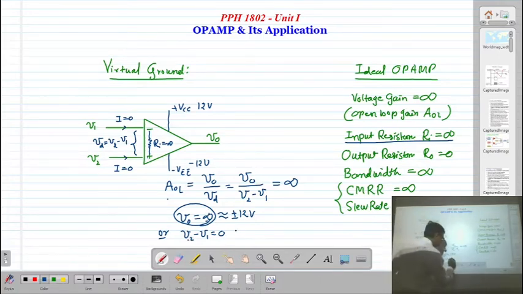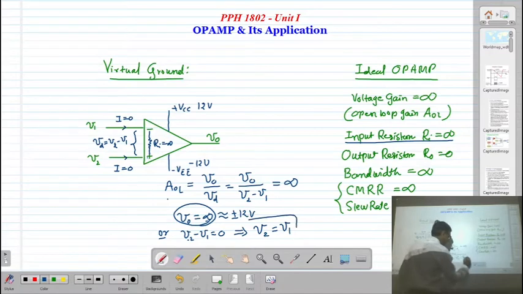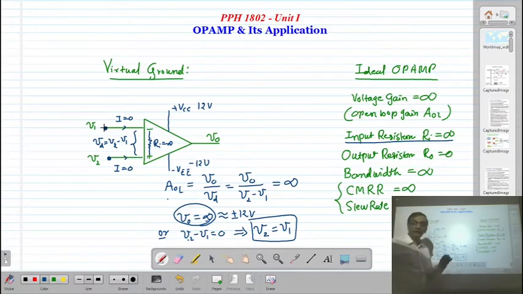So this indicates that V2 must be equal to V1. It means the potential of the non-inverting terminal and the potential of the inverting terminal is the same. So here, let us say I am connecting V2 to the ground. Now the difference between these two voltages is 0. It means that this terminal V1, that potential is also going to be 0.